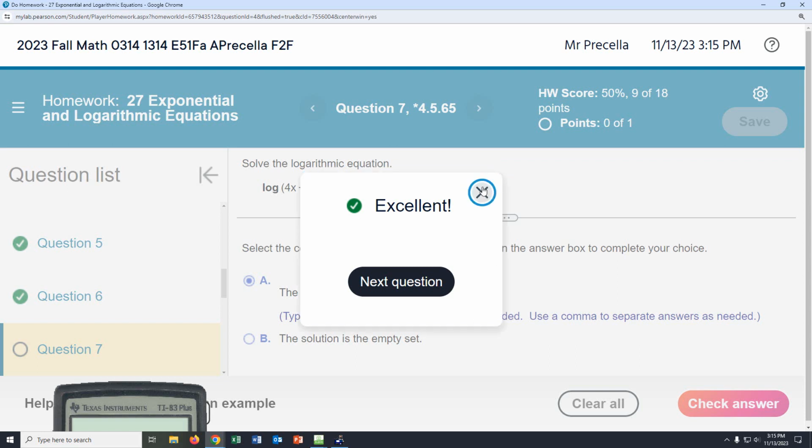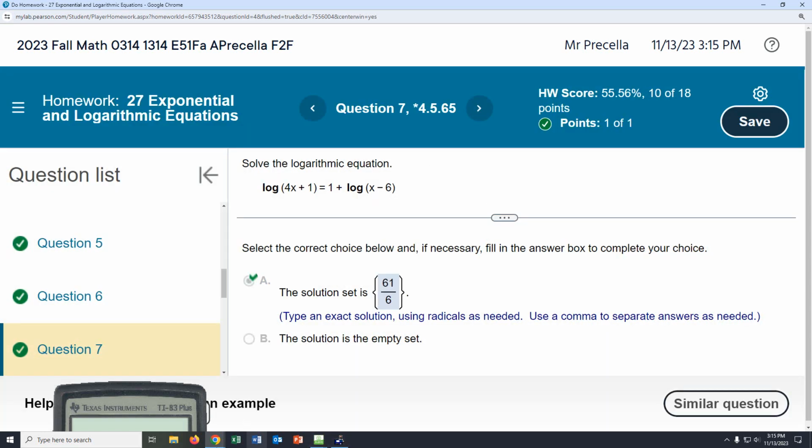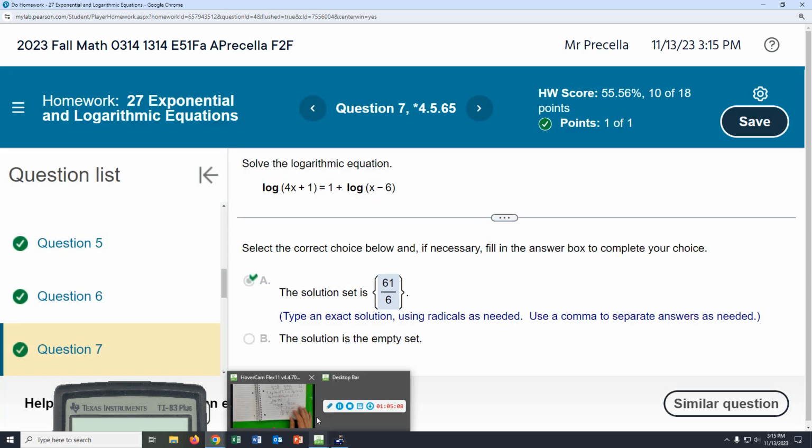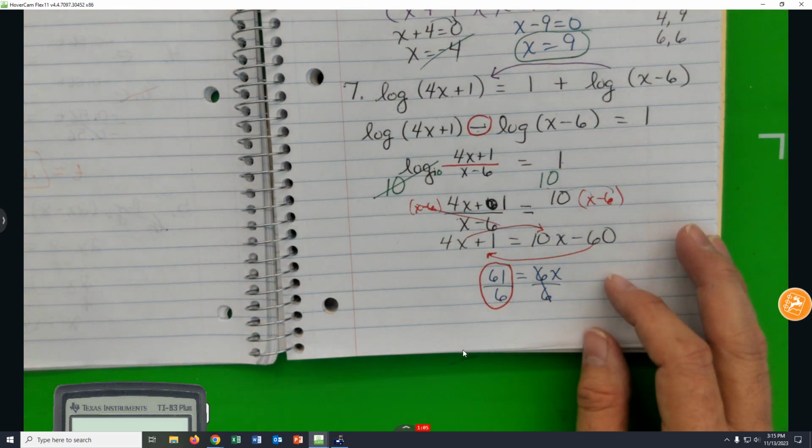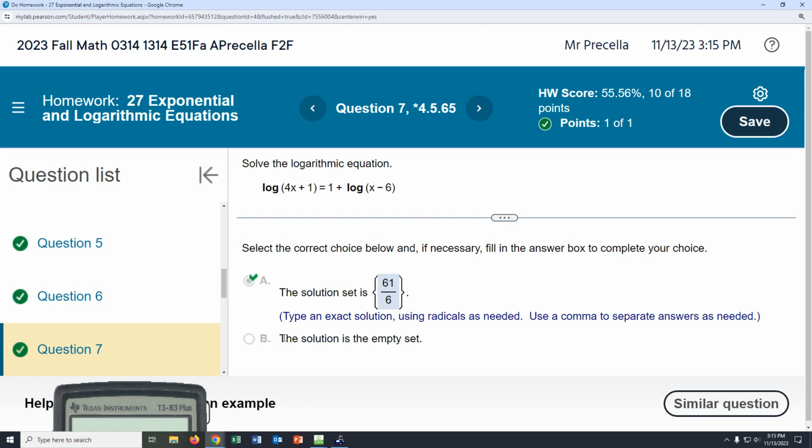Now, if it turned out you'd gotten something like, suppose instead of 61 over 6, we'd gotten 3. 3 minus 6, you'd have to discard it. And there was nothing else. In that event, that's when you would have chosen the empty set. Sometimes they say it's imaginary, or non-real. The other times they say it's an empty set. Any questions there?